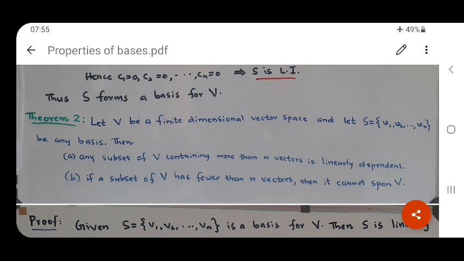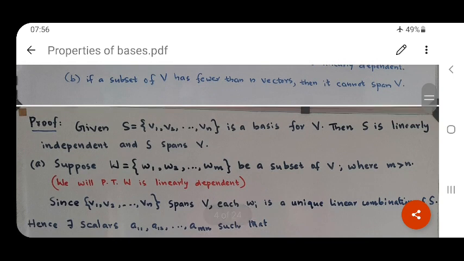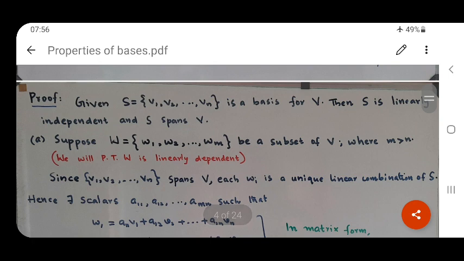So the maximum number of elements of a linearly independent subset is n, and the minimum number of elements in a spanning subset is n. So given S equal to v1, v2, etc., vn is a basis for V, then S is linearly independent and spans V.